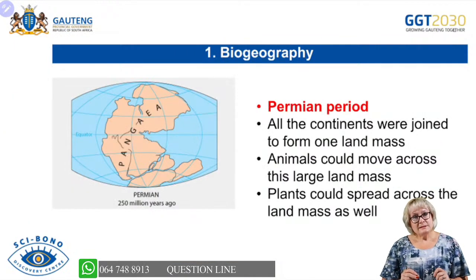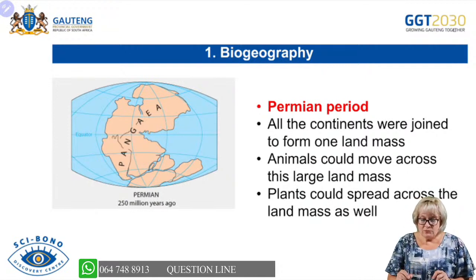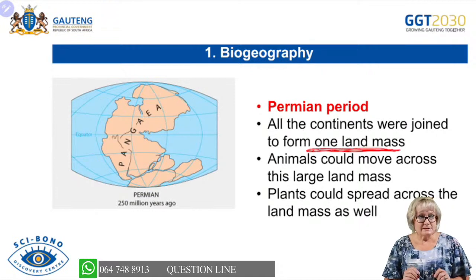Let's start with the first evidence, biogeography. Now, 250 million years ago, that's a long, long time ago, the Earth was basically one big continent that was called Pangaea. Now, that was in the Permian period. If you remember your time scales that you did in grade 10, you will remember this period. All the continents were joined to form one landmass. So it was a very big continent.